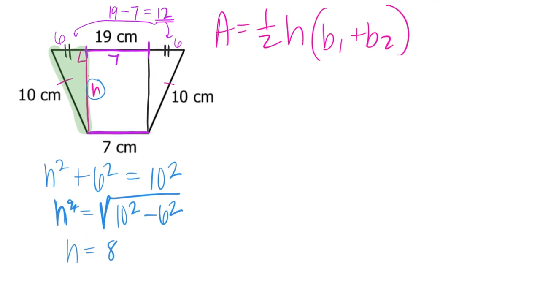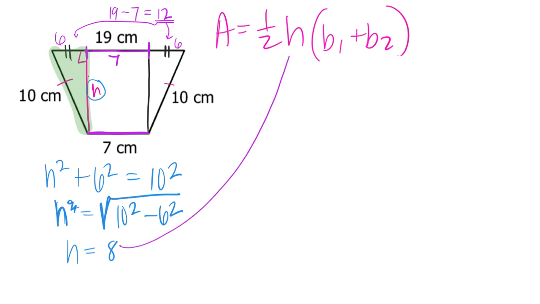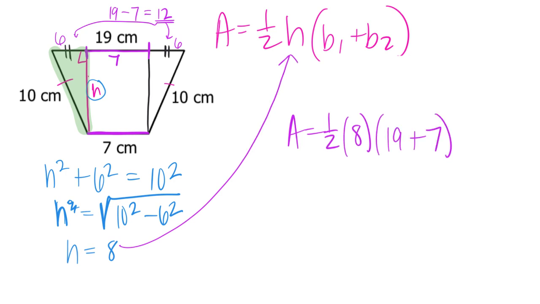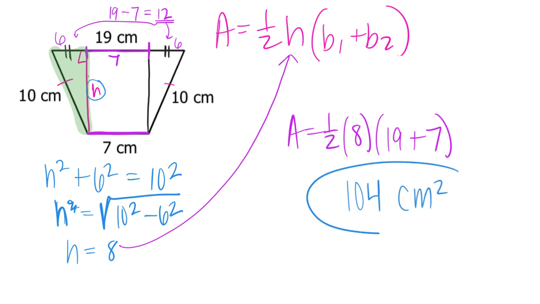And once we have the height, now we can use this trapezoid formula up here, and we can find the area of this trapezoid. So it's going to be 1/2 of the height, which is 8, times the sum of the bases, which would be 19 plus 7. And then you can go ahead and calculate that out in your calculators, or you can just do mental math here. If you calculate that out, it should be 104 centimeters squared.